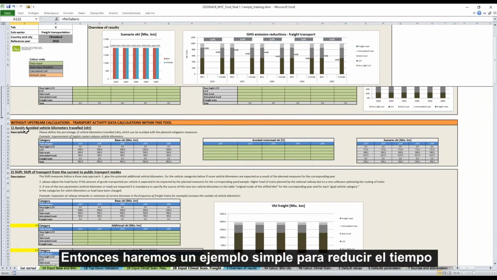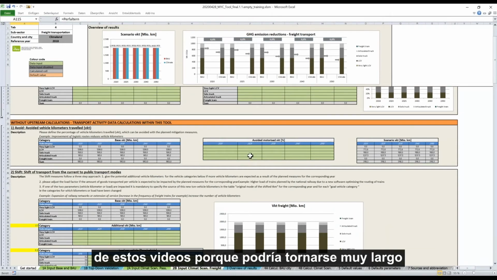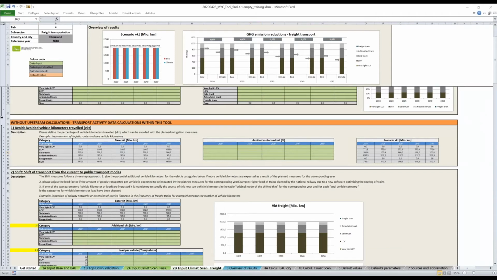So we will do a quite simple example in this case to reduce the time for you to look at these videos, because it could be a bit long, and you will anyway play with your tool afterwards.